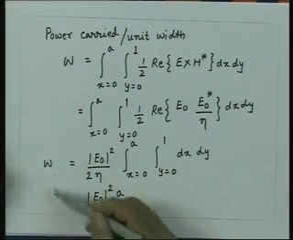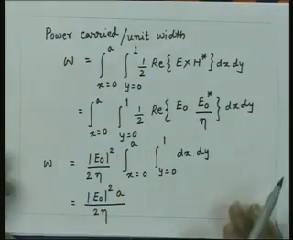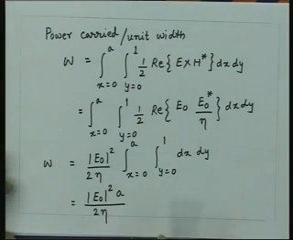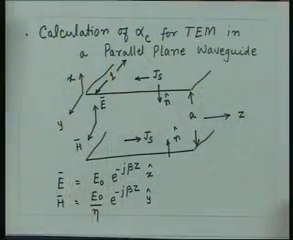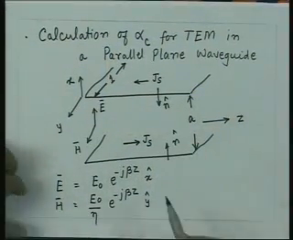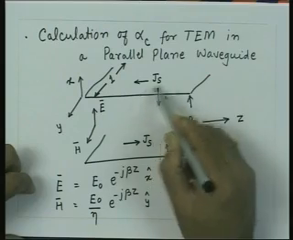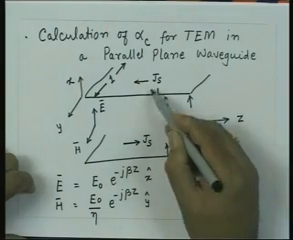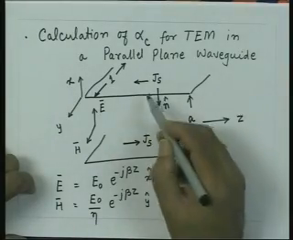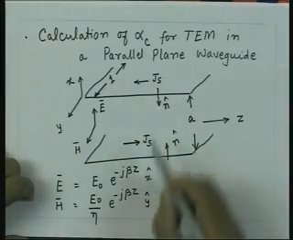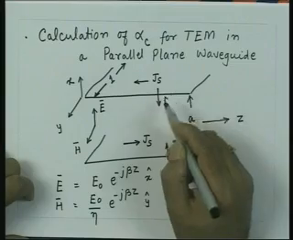So, we got now the total power carried by the parallel plane waveguide for a transverse electromagnetic mode per unit width of the waveguide. The second quantity which we need is the power loss per unit length of the waveguide. As we have seen earlier, when we introduced the concept of the surface resistance, if we know the conductivity of this medium, we can calculate the surface resistance, and once we know the surface resistance, the power loss per unit area is half Rs into |J|².